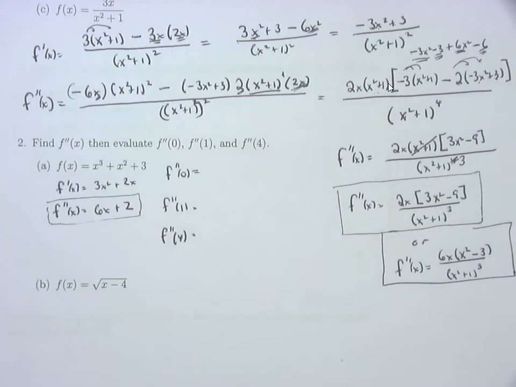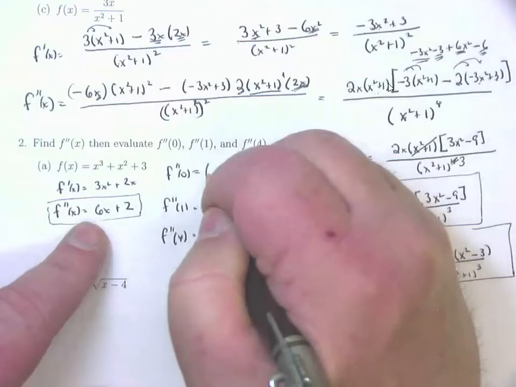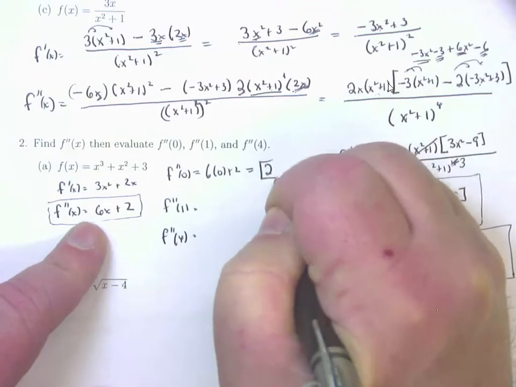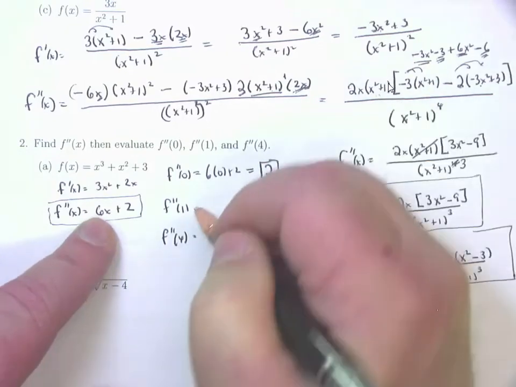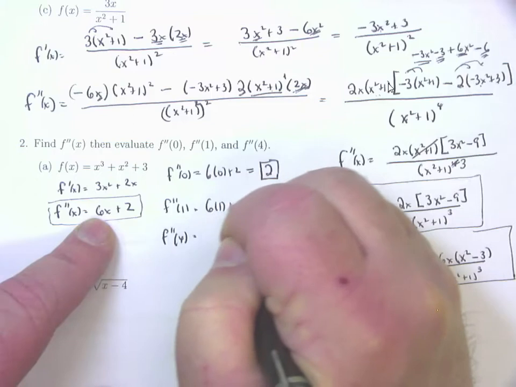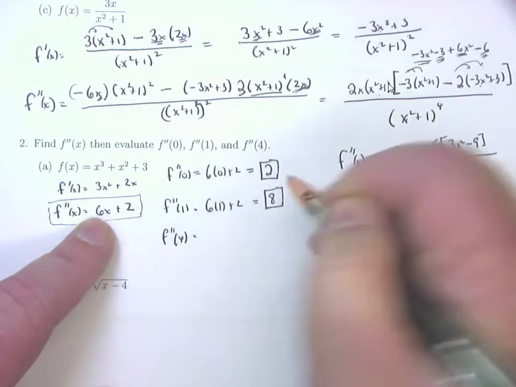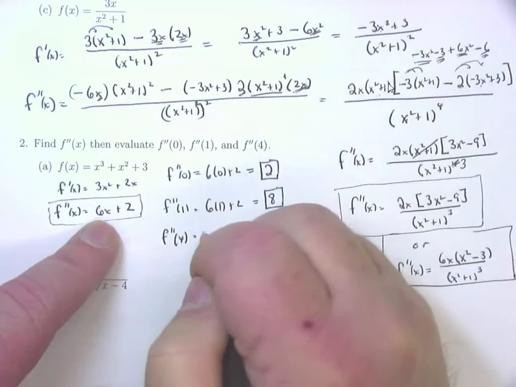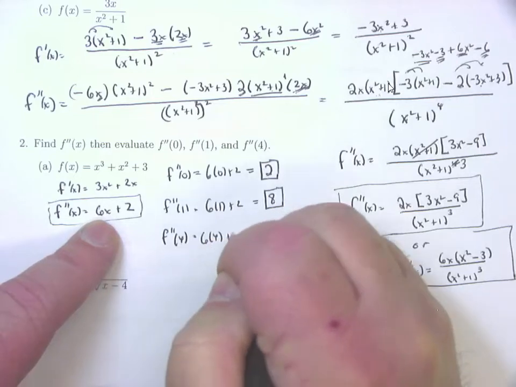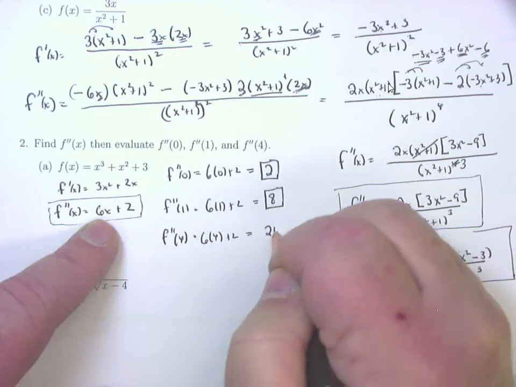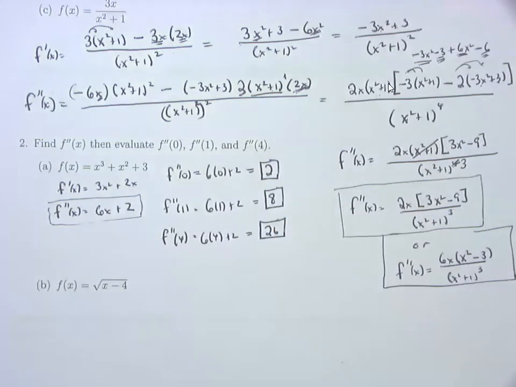So this would be 6 times 0 plus 2. Well, that's easy. That'll be equal to 2. F double prime of 1, that'll be 6 times 1 plus 2. Well, 6 times 1 is 6 plus 2 is 8. And f double prime of 4, this will be 6 times 4 plus 2. 6 times 4 is what? 24 plus 2 is 26. There we go. Does that make sense?